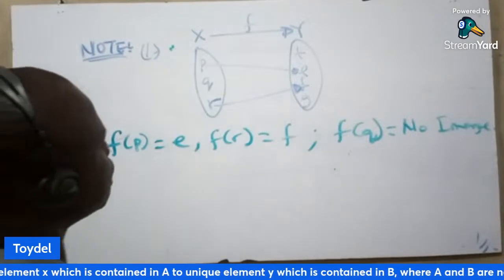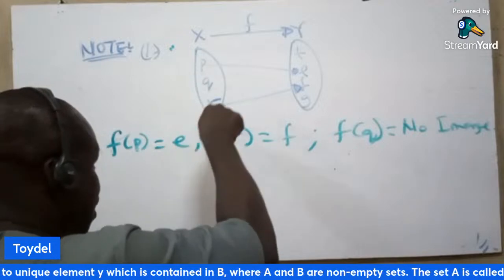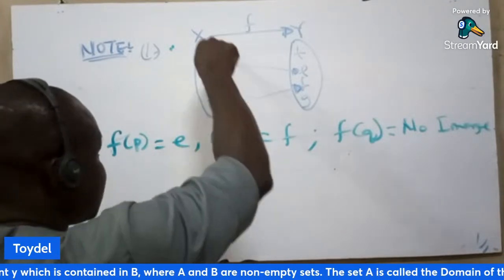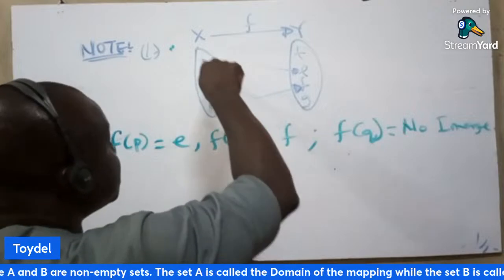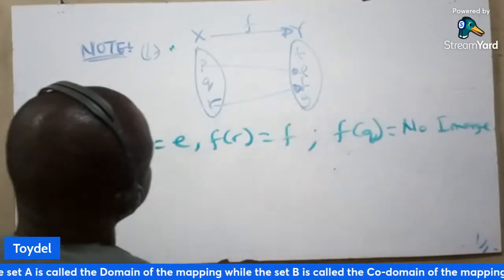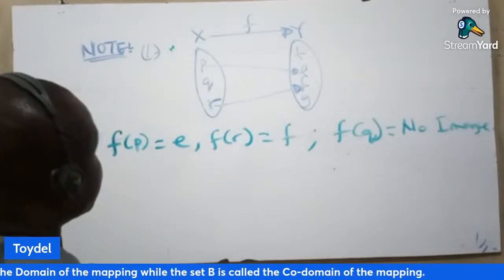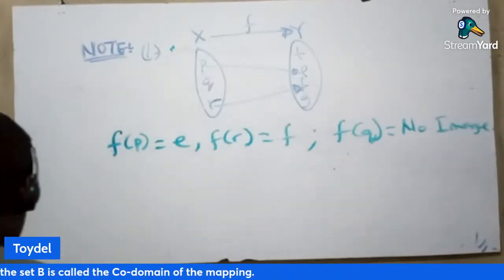It's not a function. For us to be able to get a function or a mapping, every element that we have at x, every element here in the domain must have an image in the codomain. So the image might not be unique, but in this case, because this one does not have an image here, then this is not a function.